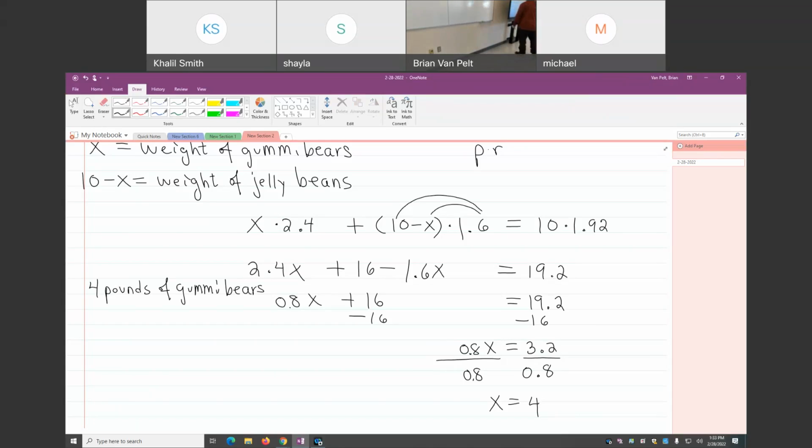All right, and how many pounds then would there be of jelly beans? How do you get that? Right, 10 minus x. One of them was 4, the other one is 10 minus 4, which gives you 6 pounds of jelly beans.